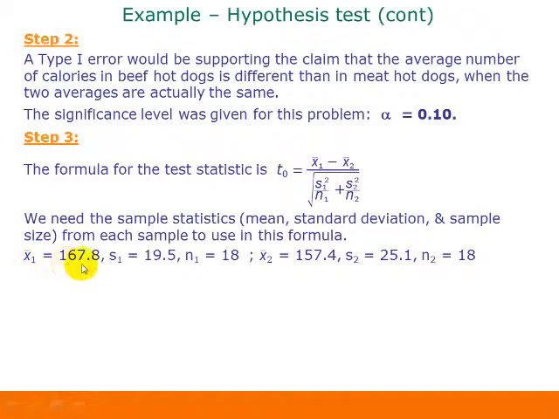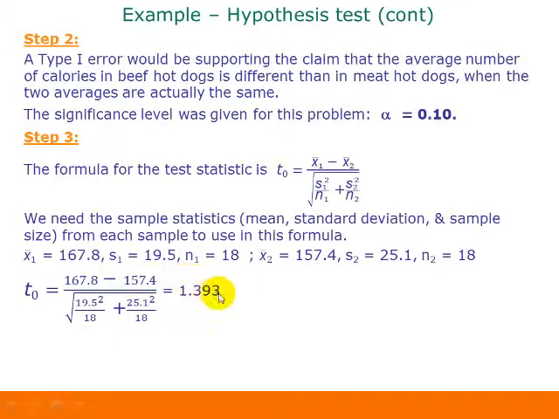So here we have our sample mean, standard deviation, and sample size for the first sample from the beef. And here we have our sample mean, standard deviation, and sample size from our second sample, which was the meat hot dogs. So we're going to plug all those numbers into the formula. We're just putting all the numbers from sample 1 on the left of this formula and all the numbers from sample 2 on the right. So if we work that out, we're going to get a test statistic of 1.393.